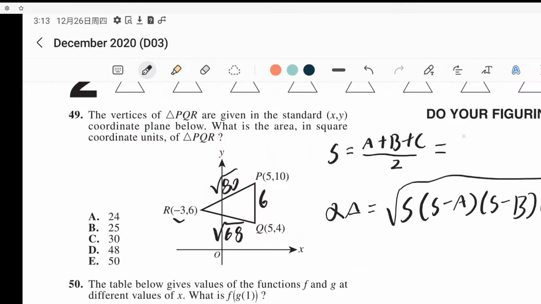Now we can solve for s. We have 6 plus square root of 80 plus square root of 68, over 2. And then we can try to simplify this because this is a little disgusting to plug in the calculator, and make sure you do not get any calculator mistakes. And by rounding, we can round this to 11.6.